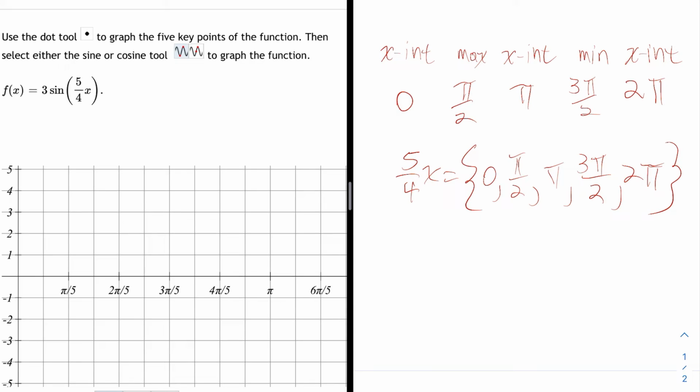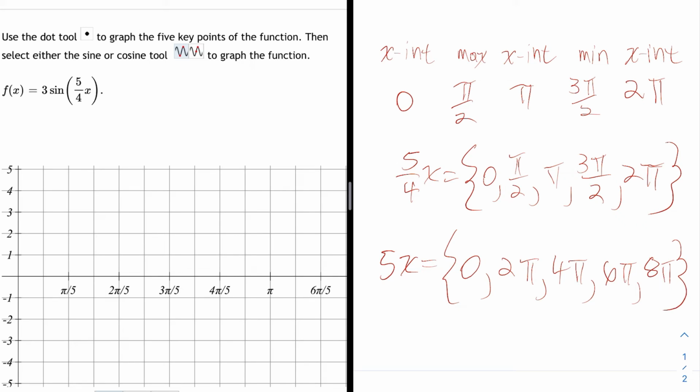First, I'm going to multiply both sides by 4. When I multiply the left side by 4, I just get 5x. When I multiply the 5 right sides by 4, it's going to be 4 times 0 is 0. 4 times pi over 2 is 2 pi. 4 times pi is 4 pi. 4 times 3 pi over 2, well, that's going to be 12 pi over 2, which is 6 pi. And then 4 times 2 pi is 8 pi. So that's the result of multiplying everything by 4.